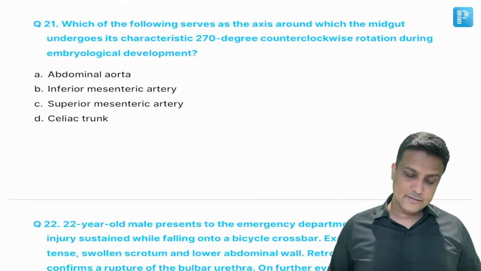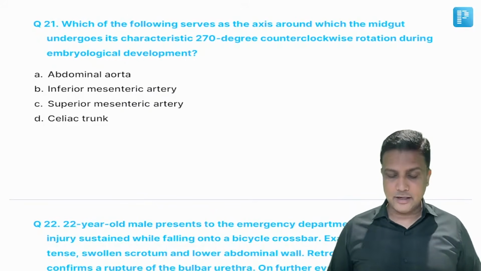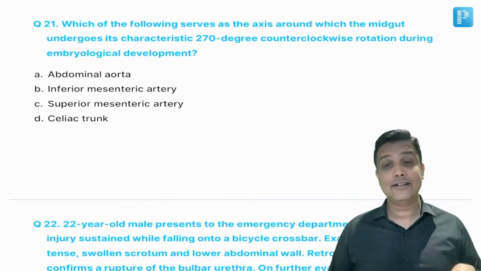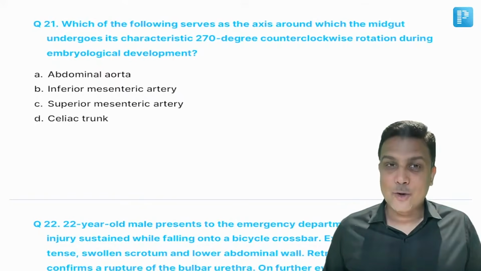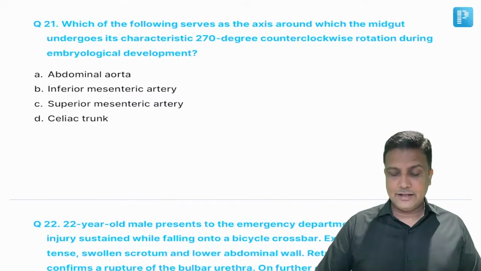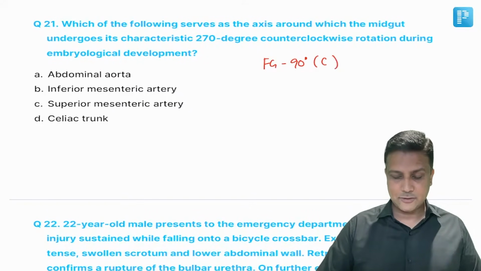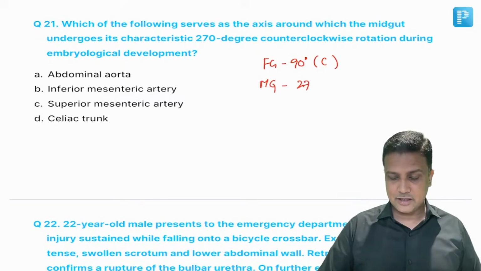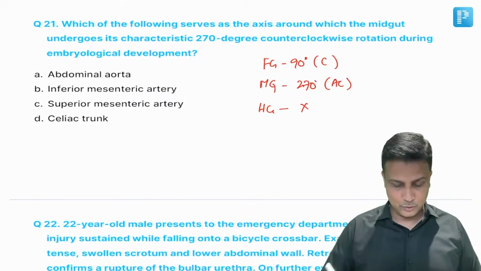Which of the following serves as the axis around which the midgut undergoes its characteristic 270-degree counterclockwise rotation during embryological development? See, we know very well that the foregut is going to rotate 90 degrees in clockwise direction, and the midgut is going to rotate 270 degrees in anti-clockwise direction, and hindgut is not going to rotate.